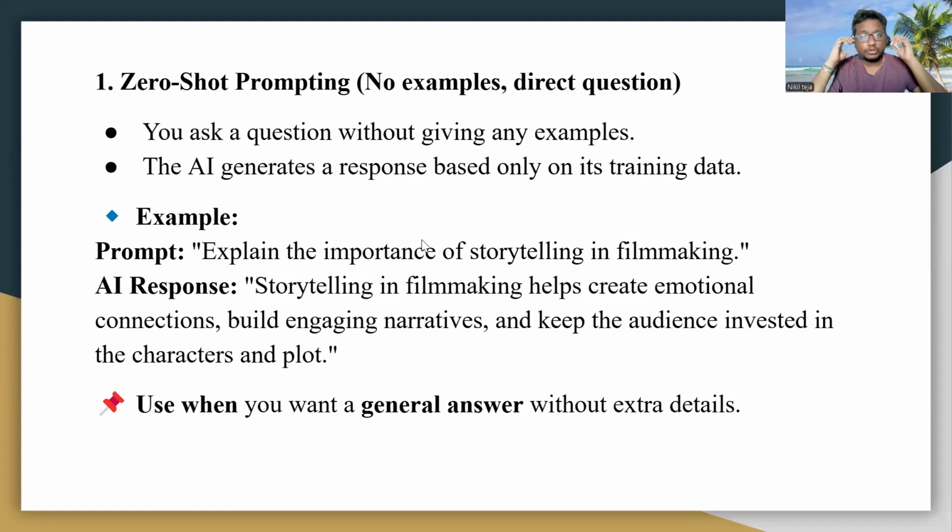The first one is zero shot prompting. Zero shot prompting is where you do not give any type of examples. You directly ask the question without giving any examples. The AI generates a response based on its training data. You directly give the question, not giving any examples or following any techniques.